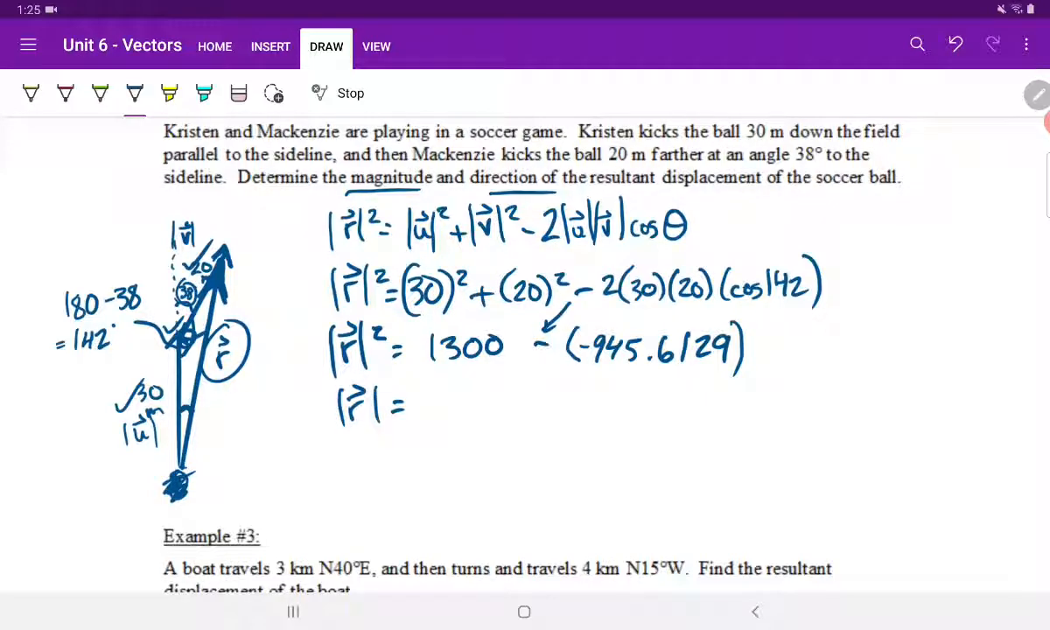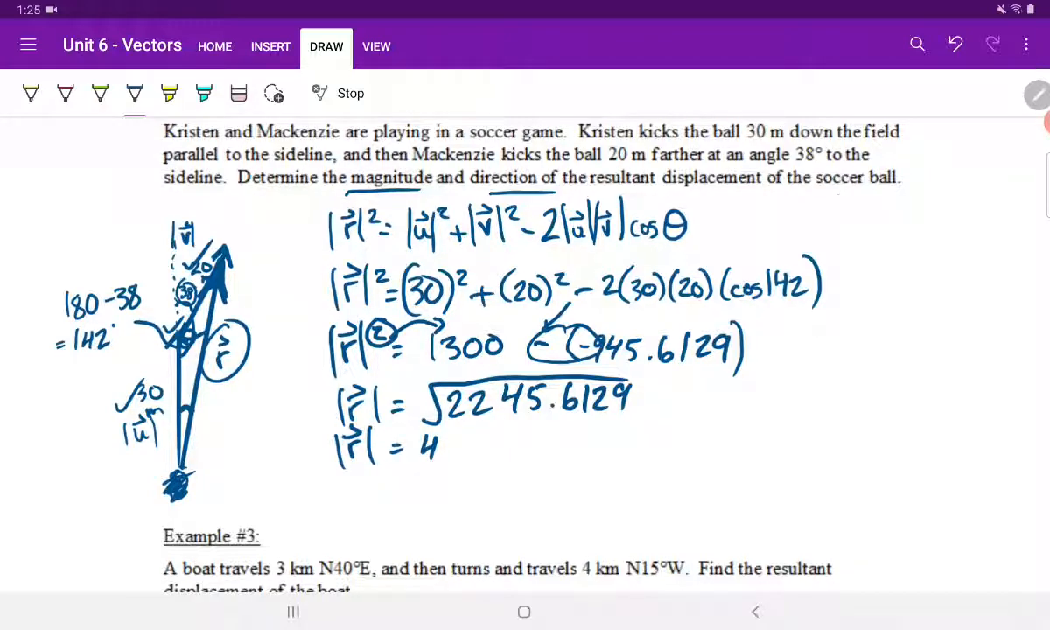Then we're going to end up taking the square roots here. So we're going to do 1300 plus 945.6129, because that will turn into a plus, the double negative there. We're going to square root that, right? We're going to bring the square to the other side and square root. And so our resultant is the square root of our answer, which is a magnitude of 47.4, and let's call it 47 meters.